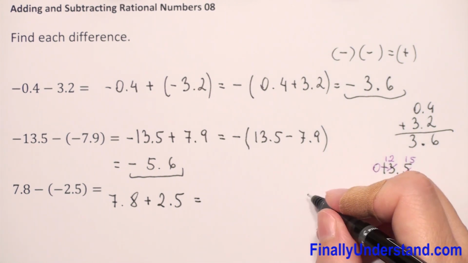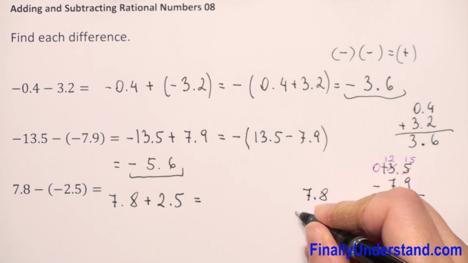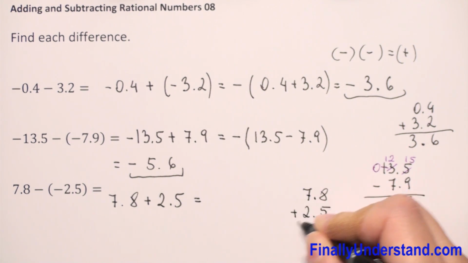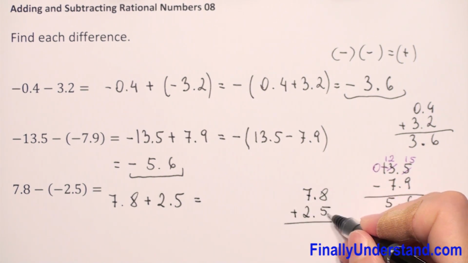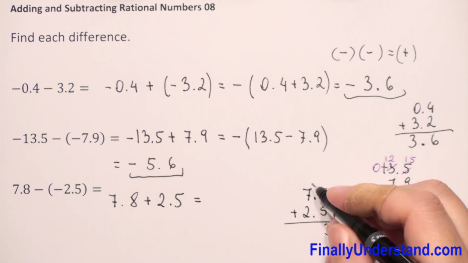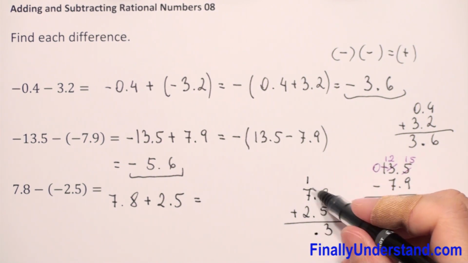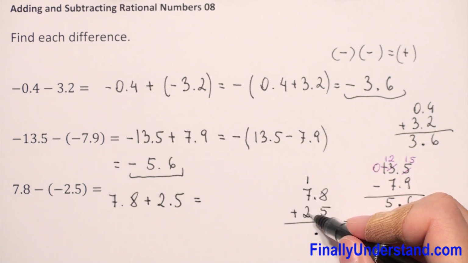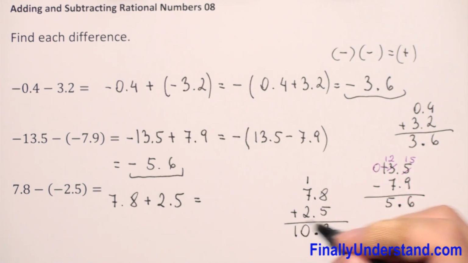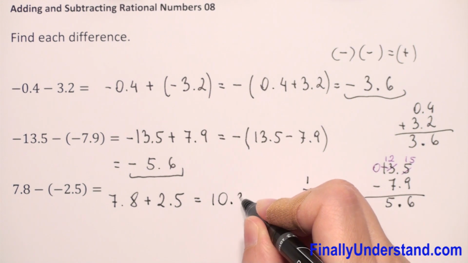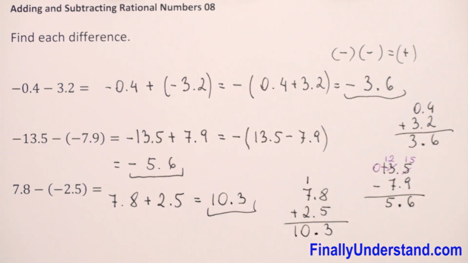So negative and negative, we can rewrite as positive. So we have 7.8 plus 2.5. 8 plus 5 is 13, so we have 3, and we add 1 to ones. We copy the decimal point. 1 plus 7 is 8, plus 2 is 10. So we have 10.3. This is my solution.